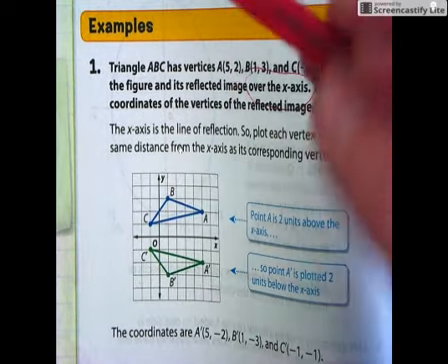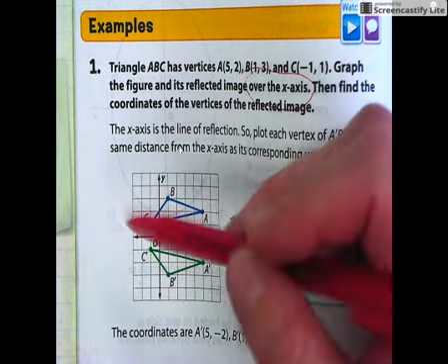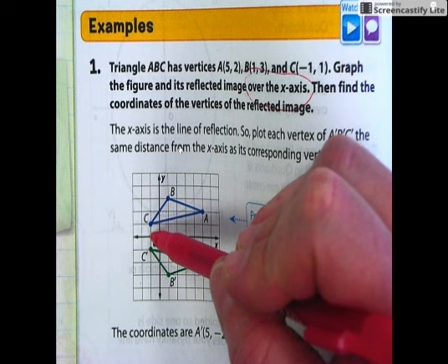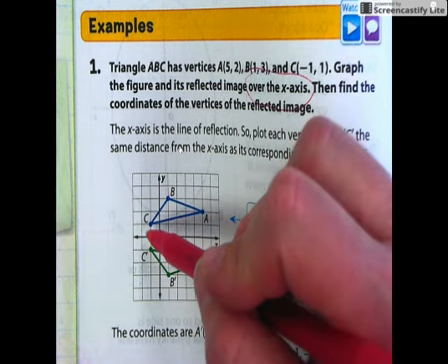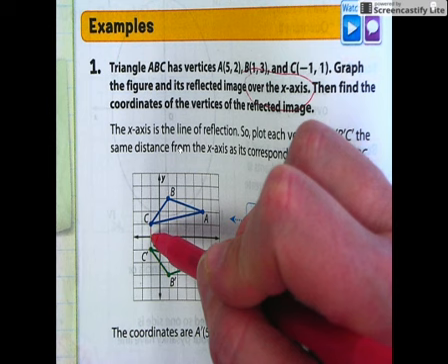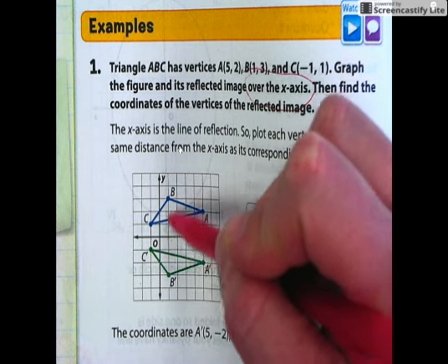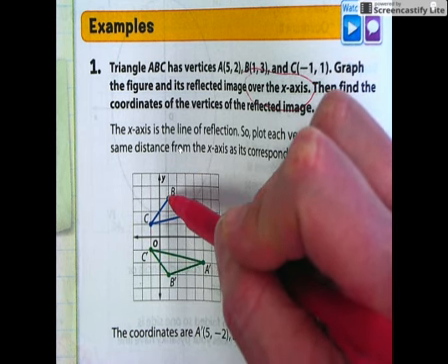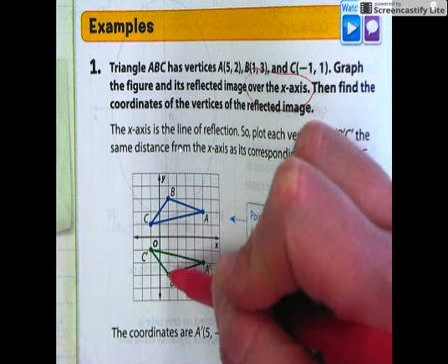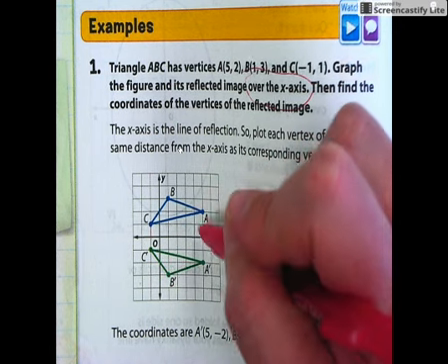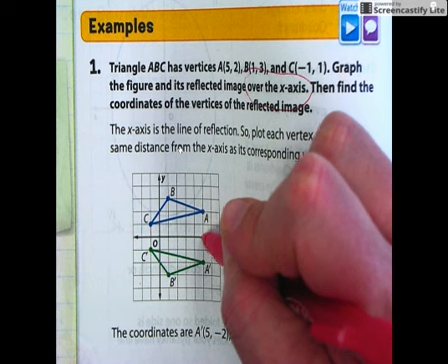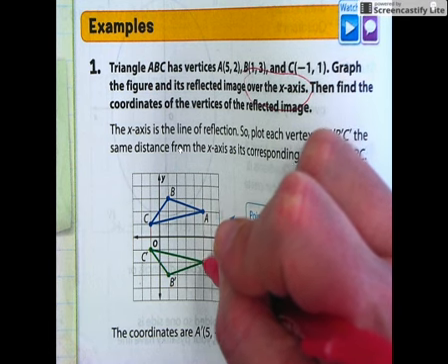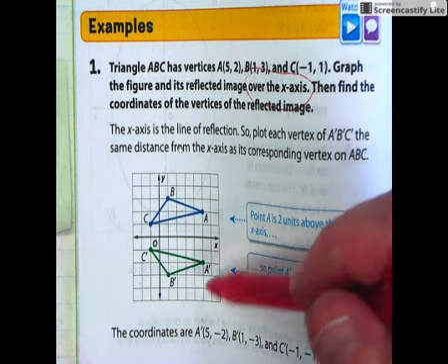So you're going to take each point and count how many units it is away from the x, and you're going to plot it below the x-axis. So if this is 1 above, you're going to go 1 below. This is 1, 2, 3 above. We're going to go 1, 2, 3 below the x, B prime. Okay, this is 1, 2 units above. We're going to go 1, 2 units below the x-axis and label it A prime.